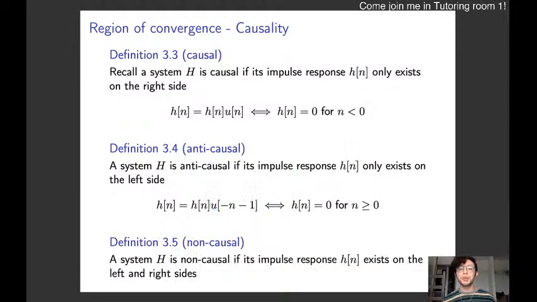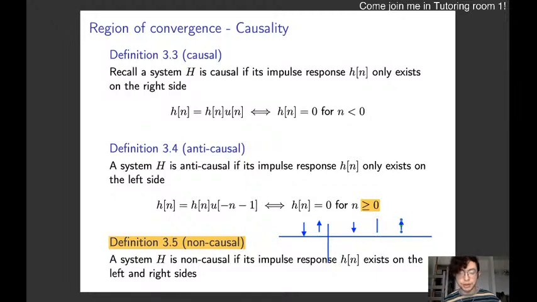And something in between is called a non-causal signal. That's where the impulse response exists on both the left and the right side. So if we have something like that, then we'll have samples on either side. This would be a non-causal signal since there exist samples on the left and the right. Okay, so those are the types of signals that we're worried about.